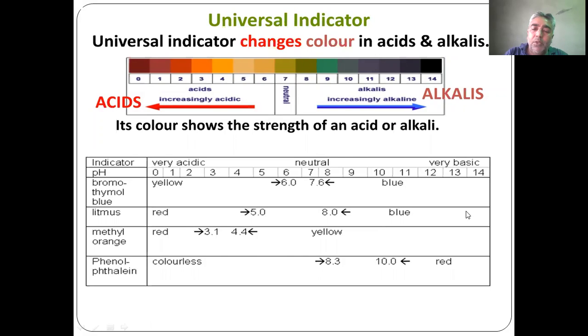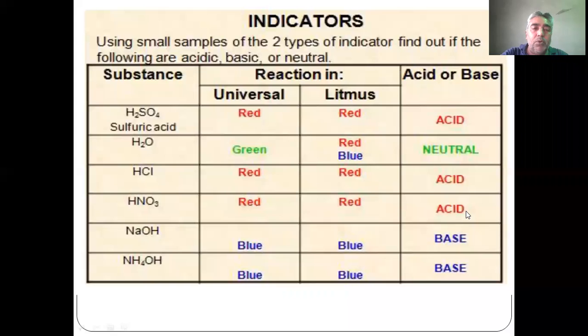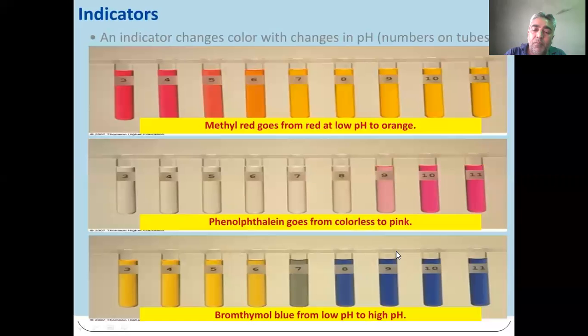These are the universal indicators. You can see this table also. Using small samples and two types of indicator, find out whether the following are acidic, basic or neutral. Sulfuric acid: universal indicator red, litmus red, acid. Water is green, red, blue, neutral. HCl, HNO3 are red, and sodium hydroxide and ammonium hydroxide are blue, so these are bases.